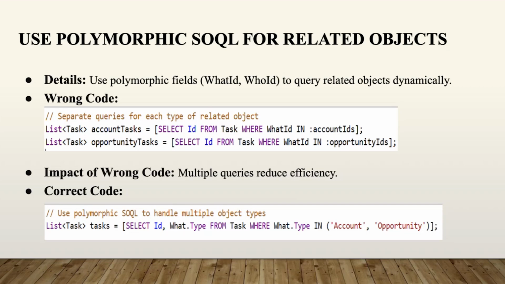Next, use polymorphic SOQL for related objects. Polymorphic fields means in the task object, we have the what ID and the who ID. The what ID can store any object ID. So if you are in a situation to query the tasks related to a particular account ID and tasks related to a particular opportunity, instead of writing two queries, we can write a single query with what or type in account and opportunity. Later, we can further process it. So this reduces one query.